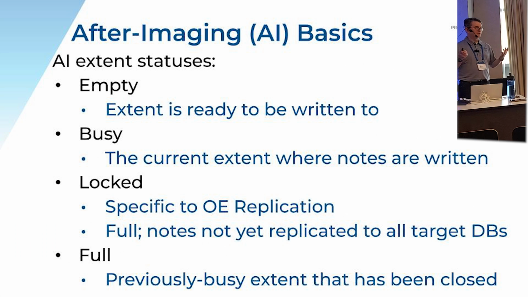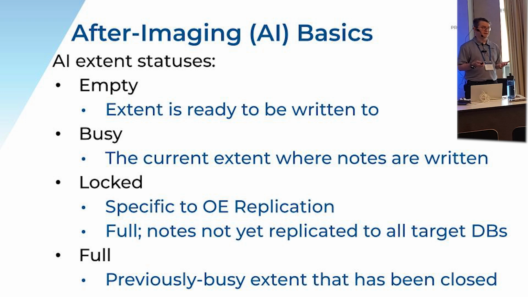So I mentioned the fact that we have multiple AI areas or extents. They're really one extent areas, so you can use the term synonymously in this case. And every extent has a status associated with it. And there are 4 possible statuses, and those are empty, busy, locked, and full. The locked status is specific to OU replication, so if you're not using that, you could ignore that status.